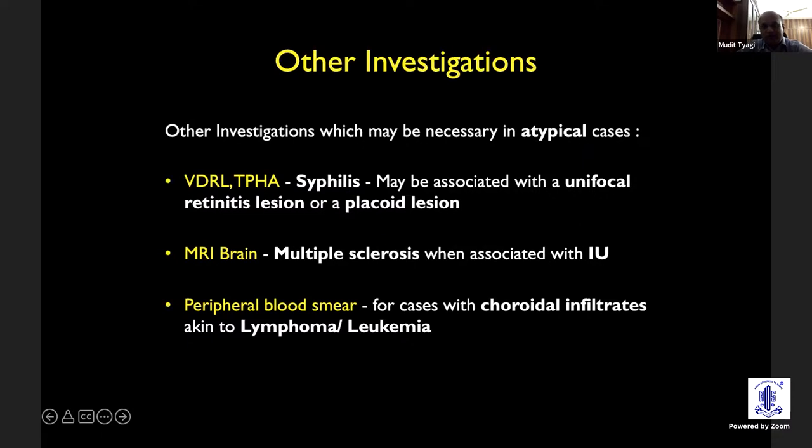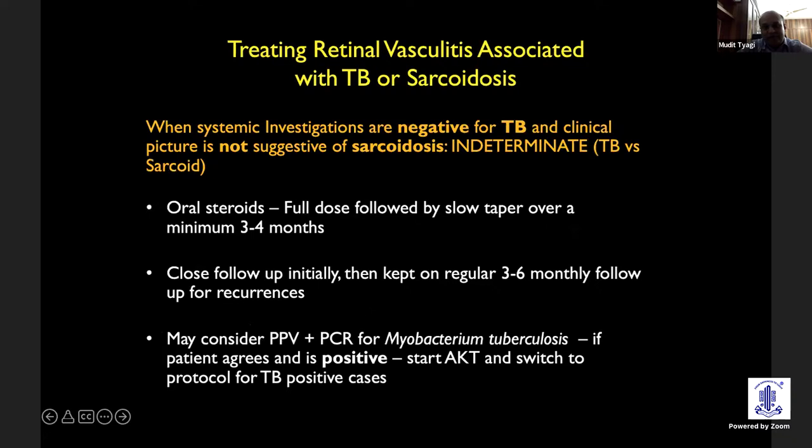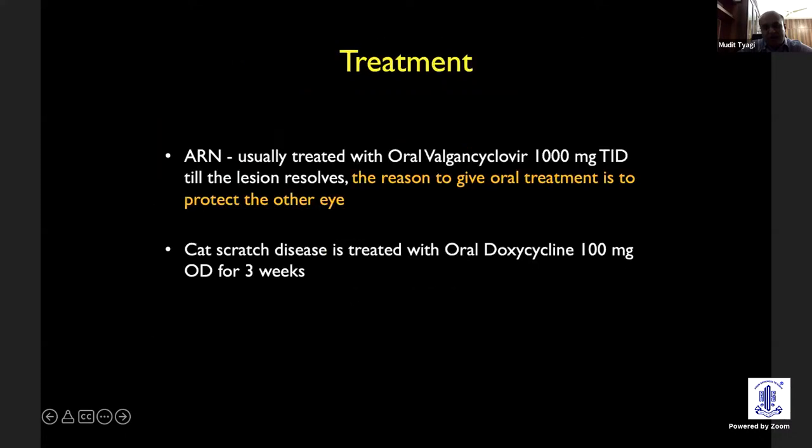Other investigations obviously will be to rule out the underlying retinitis or the infective pathology that has happened in the first place. So we have treatment in terms of vasculitis, I'll come to that, but you need to also take care of the underlying pathology. If it is a TB vasculitis, you treat along the lines of how you will treat a case of tuberculosis or sarcoidosis. ARN or a retinitis will need treatment along the same lines as how you treat a viral retinitis.